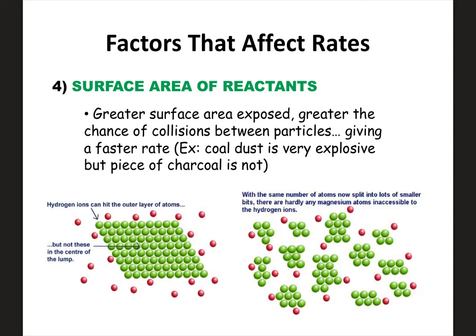So now, if you just broke up that magnesium into pieces, the hydrogen atoms could hit all over the place. There's a lot more places for those hydrogen atoms to hit and react, so the rate of the reaction will be much greater. It will react much faster. So anytime you can increase the surface area, you would expect more collisions to take place and the rate of the reaction to increase as well.